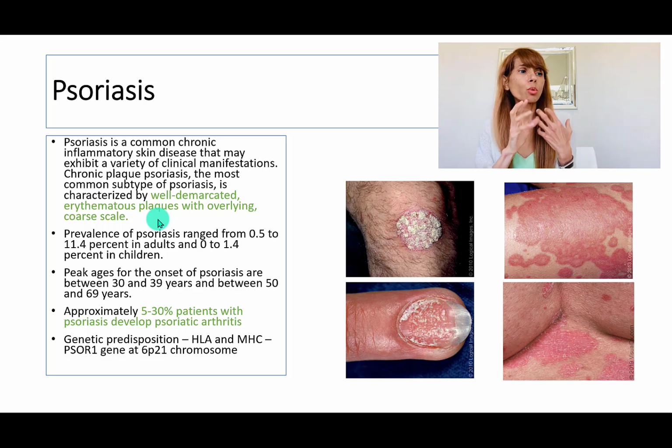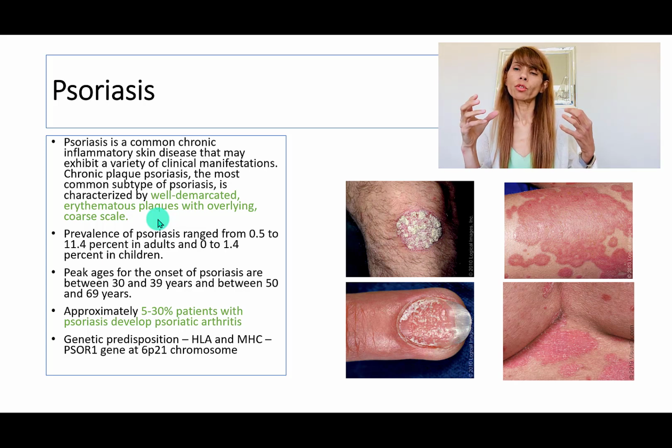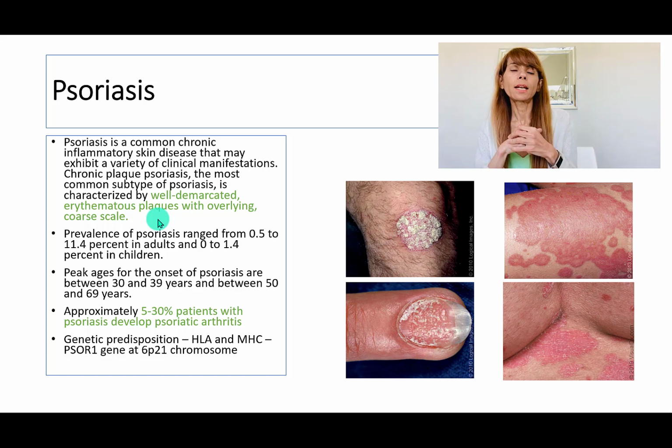About 0.5 to 11.4% of the population has psoriasis, so there is quite a big range. Depending upon what demographics or what part of the world you are looking at, there may be different prevalence, and it can occur in all kinds of different age categories.